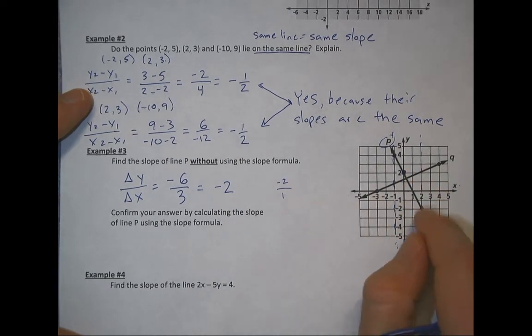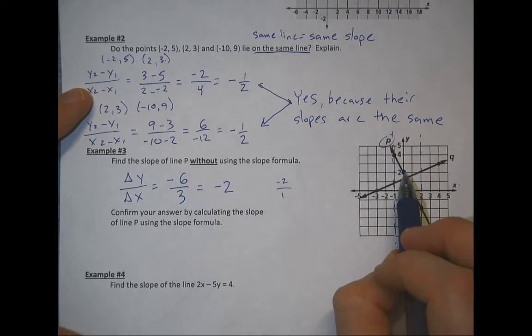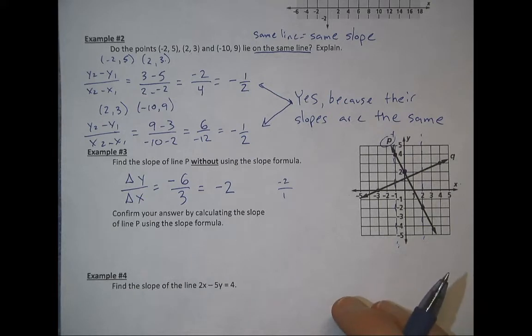So you don't have to use the points that are given to you. Any points on the line are going to work. But again, those points have to be right on the corner of a box. They can't be floating in the middle. You can't just call it a half because you think it's right in the middle. There's no estimating on those points.